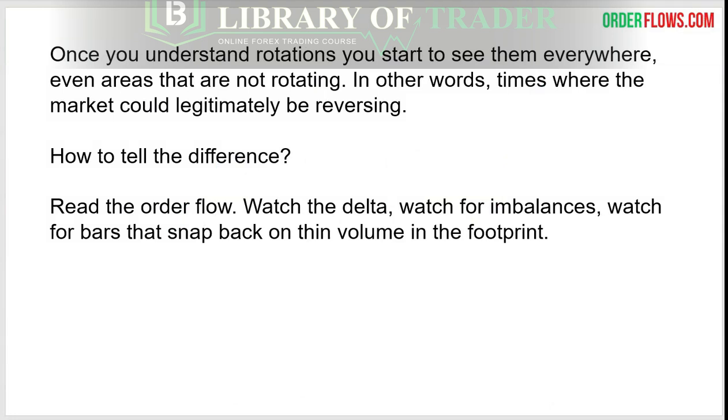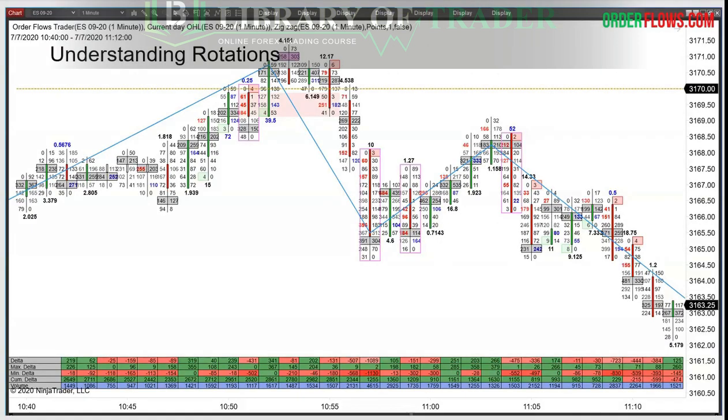So once you understand rotations, right, you start to see them everywhere, unfortunately, even areas that are not rotating. So in other words, times where the market could legitimately be reversing. So how to tell the difference? Well, you've got to read the order flow, right? Watch the delta, watch for imbalances, watch for bars that snap back on thin volume in the footprint.